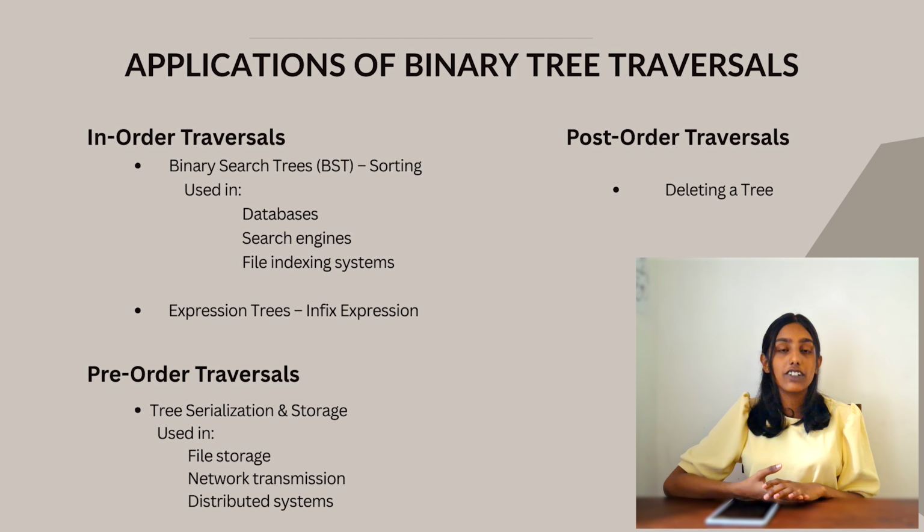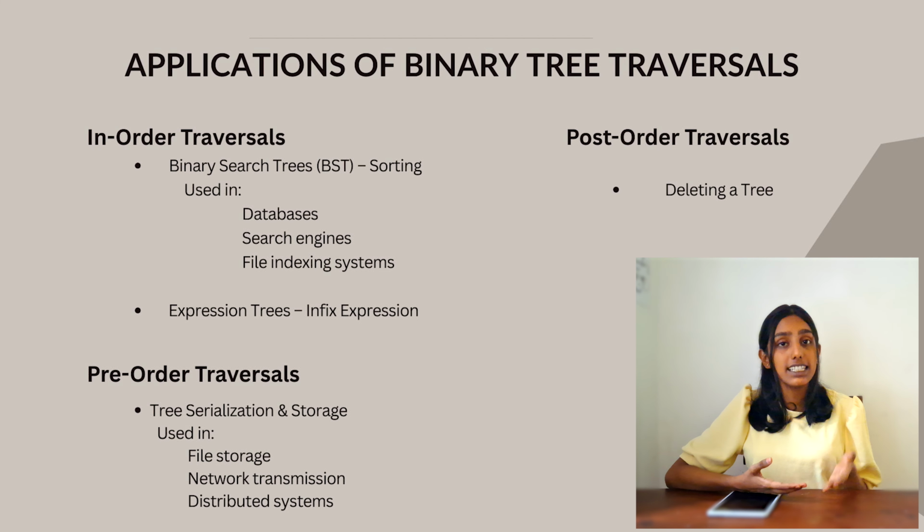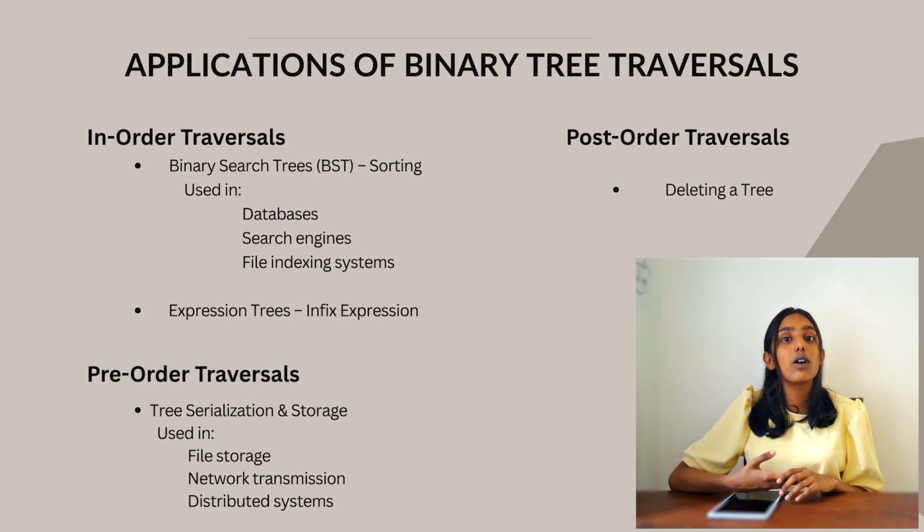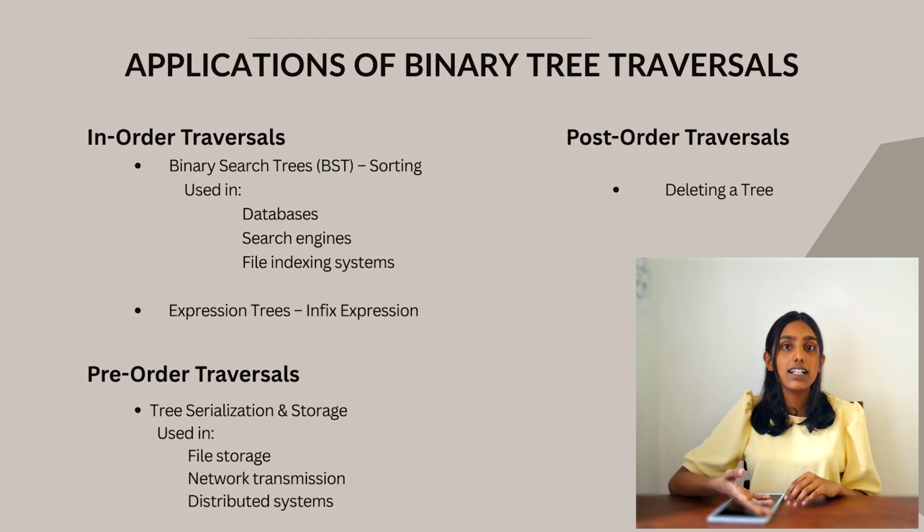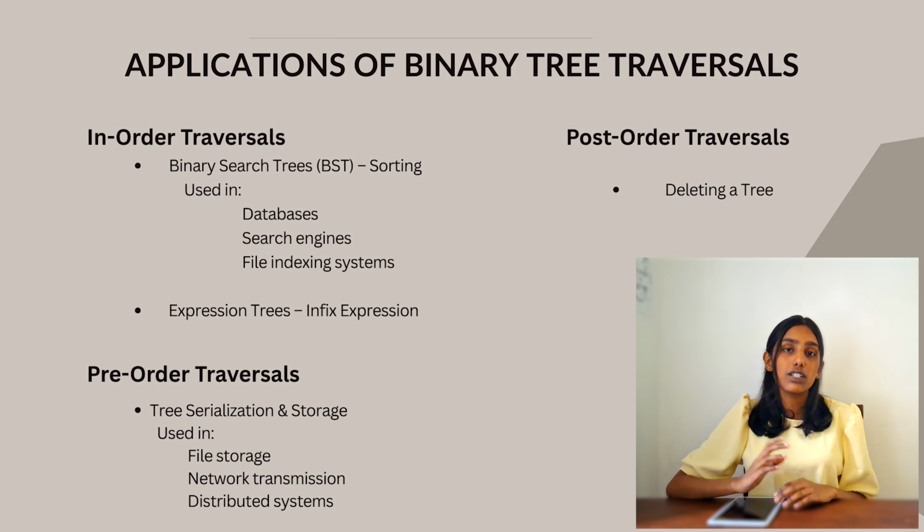The post-order traversal is used to delete a tree. In order to delete the tree, we first delete the left child, then the right child, and then finally delete the root. This post-order traversal ensures that there are no memory leaks, so therefore it is used in memory management.